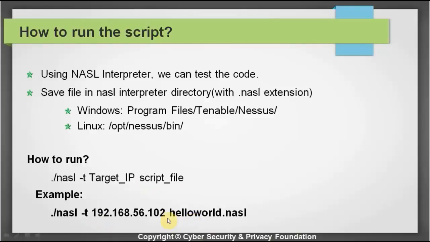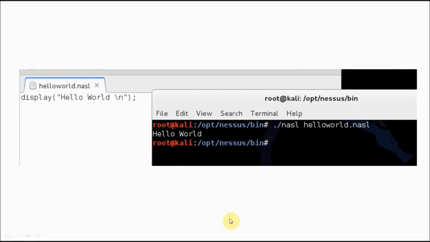So I've given the IP address over here, and the Nasl script's name over here. So you can see an example over here. This Nasl script just displays hello world, and you can see it's just printing out hello world.